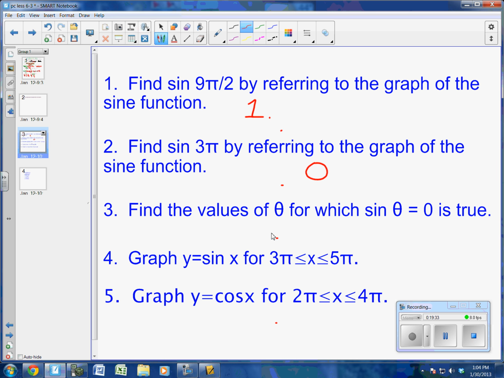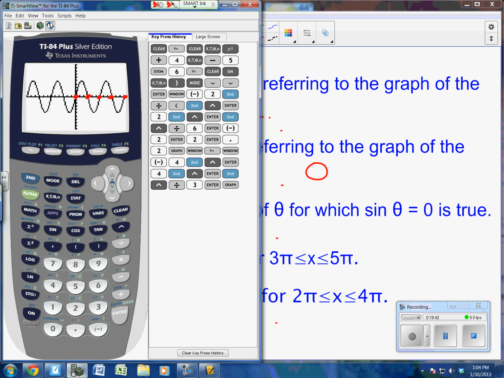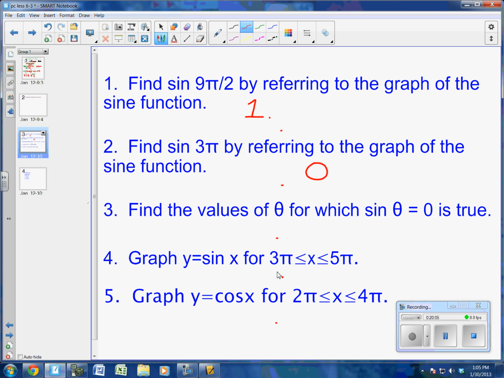Okay, let's look at the next one. Find the values for theta for which sine of theta equals 0. Well, we just kind of answered that, didn't we? 1 pi, 2 pi, 3 pi. Sine of what angles is equal to 0? If I take the sine of this angle, it's 0. The sine of this angle is 0. The sine of this angle is 0. The sine of any multiple of pi is going to be 0. Remember, the x-axis represents the angles, you guys.